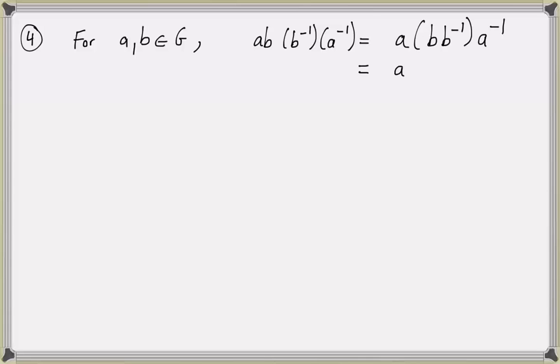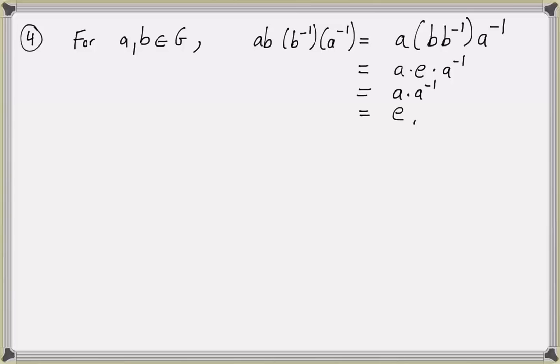So this is A times E times A inverse. Multiplying A times the identity E just results in A, so this equals A times A inverse. And again, by definition, this equals the identity element E.